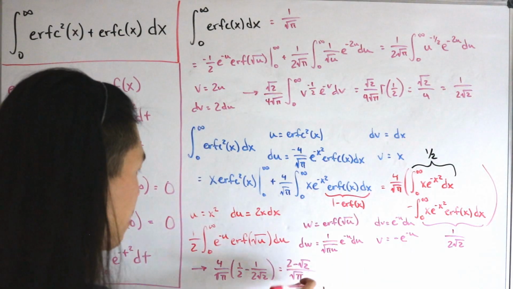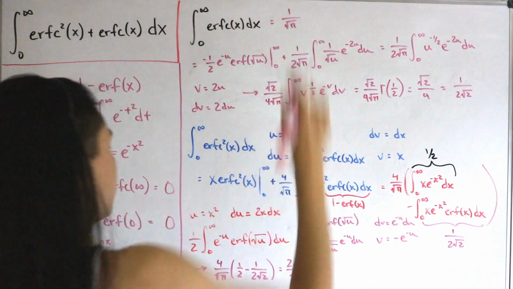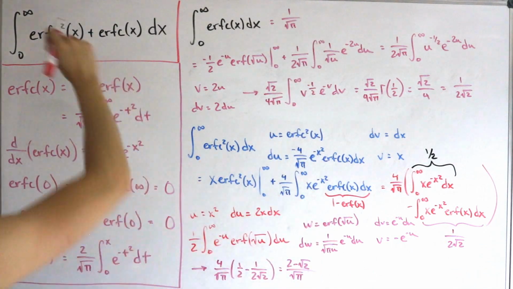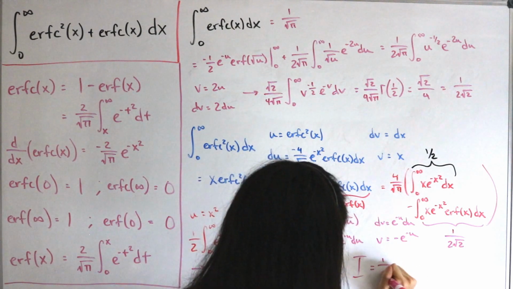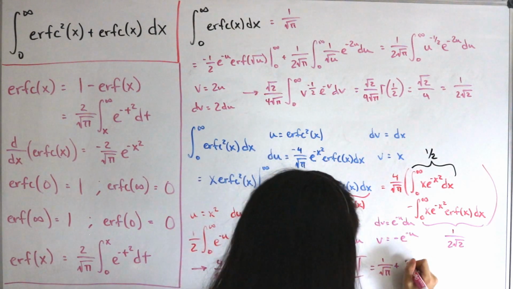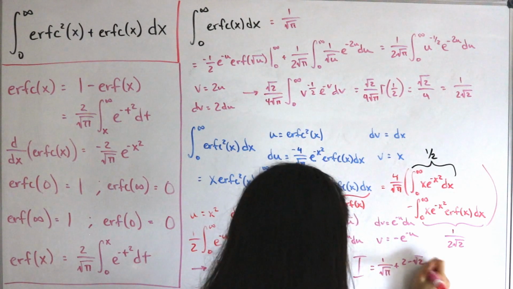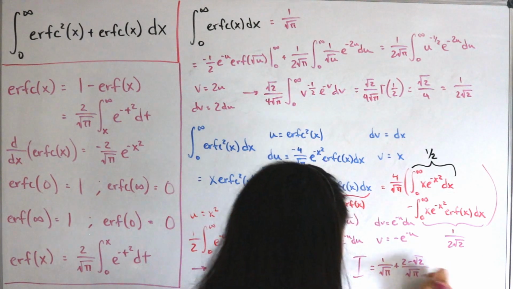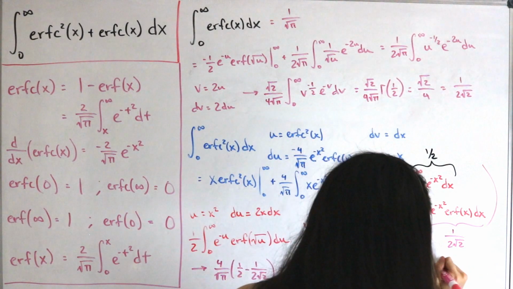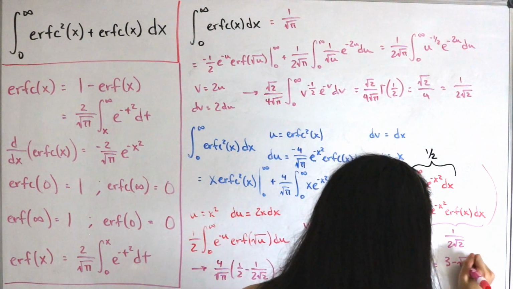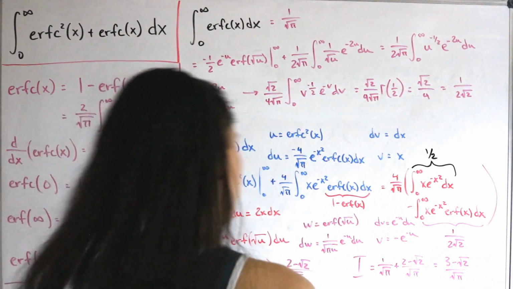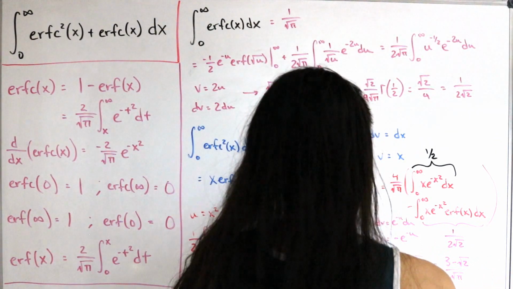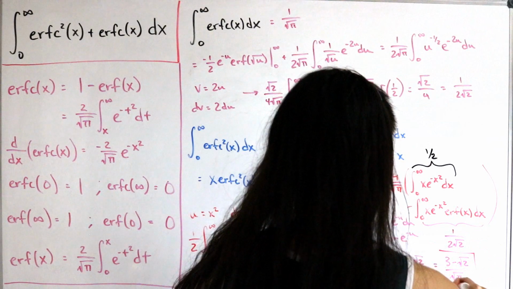We basically have everything. We have this value and then this value, so we just add things together. I'm going to call this whole thing capital I over here. So now capital I is equal to 1 divided by the square root of pi, add this with 2 minus the square root of 2 divided by the square root of pi. In other words, that simplifies down to just 3 minus the square root of 2 divided by the square root of pi. And that is indeed our final answer for the sum of our complementary error function integrand that we're working with.